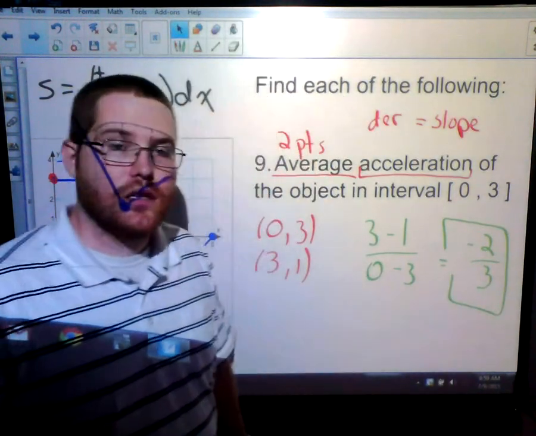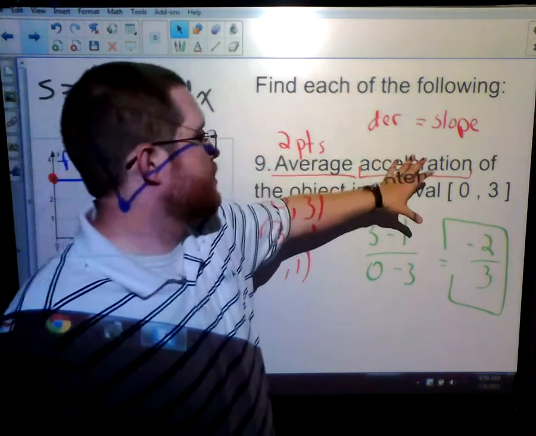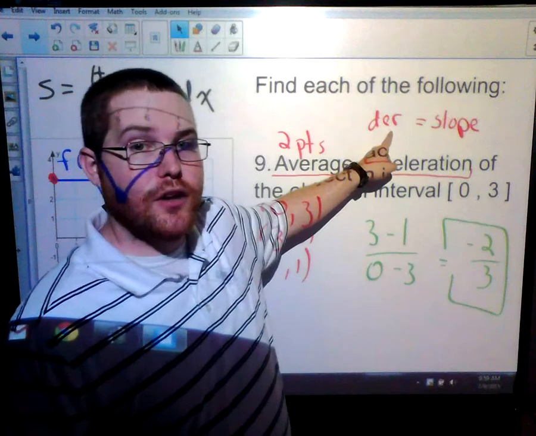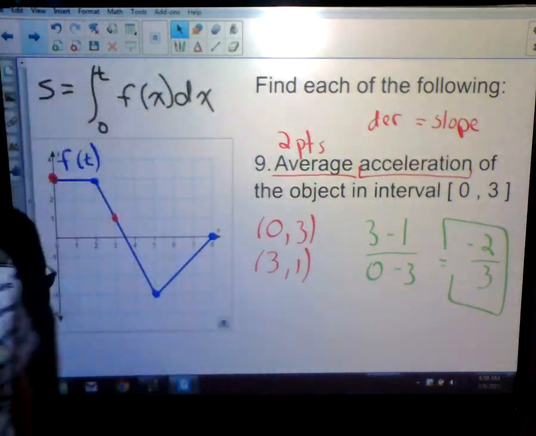Conceptual questions. Easy math. You have to understand, though. Average acceleration. Acceleration is the derivative of this graph, which makes it the slope of this graph. And average means between 2 points.